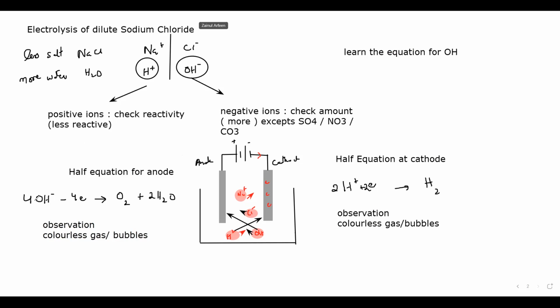So for hydroxide, this equation is very important, and you have to memorize, you have to learn this equation. For others, you can write it by your understanding, but for this equation, you have to memorize: four hydroxide ions lose four electrons and give oxygen molecule and two water molecules.